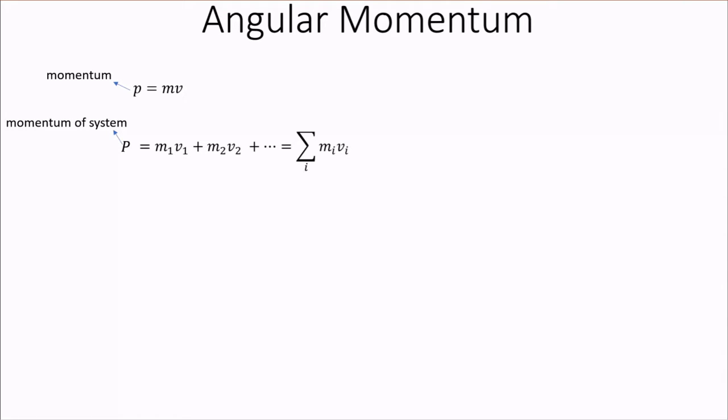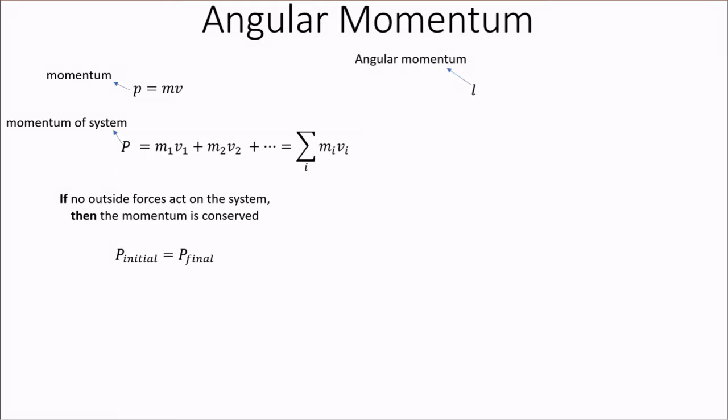Finally, we had learned that if no forces from outside the system act on any of the particles in the system, then the momentum of the system is conserved. This means that the initial momentum equals the final momentum, no matter what changes happen with all the individual particles. With angular motion, we can define a very similar concept, called the angular momentum. It is defined as the moment of inertia times the angular velocity.